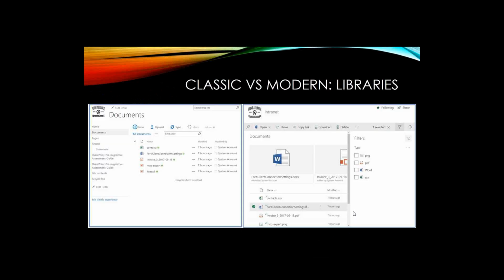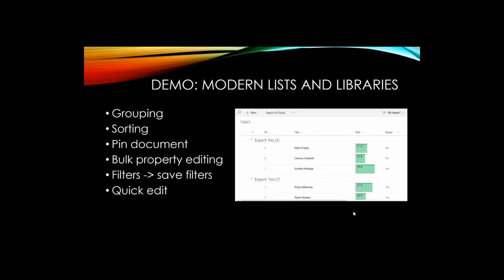On this slide, you can see the same document library. Both of these screenshots are from SharePoint 2019. It's the same document library. It's just displayed on the left using classic view, and on the right it is using the modern UI. One of the new modern UI features is lists and libraries. Let me show you the demo.